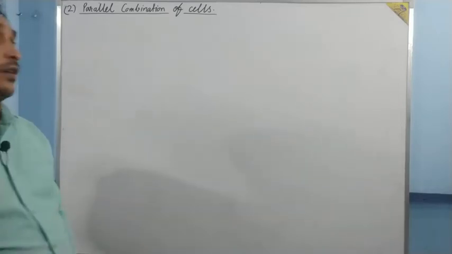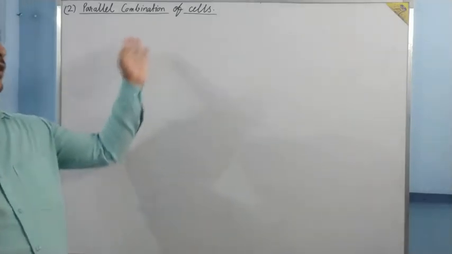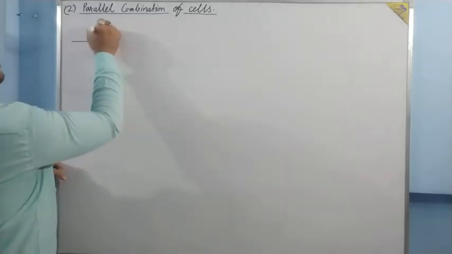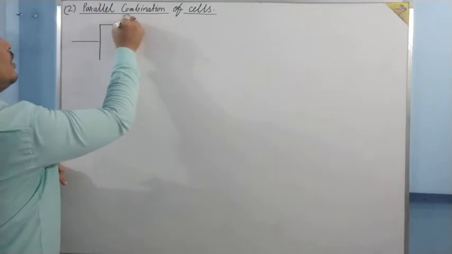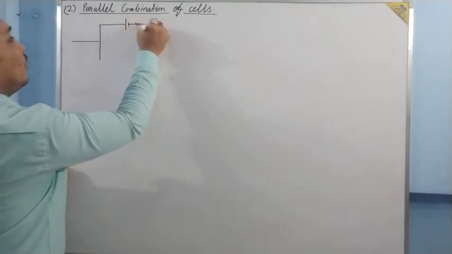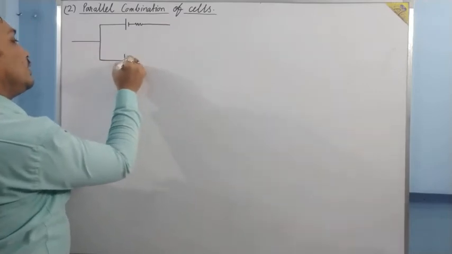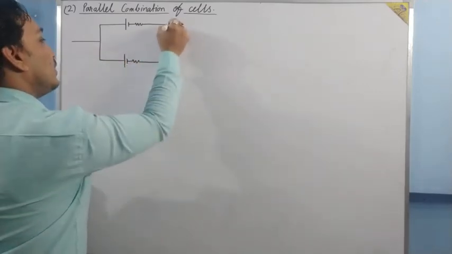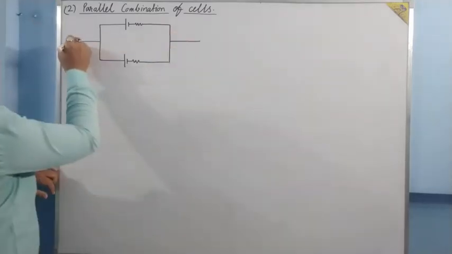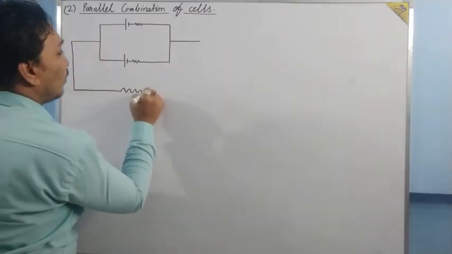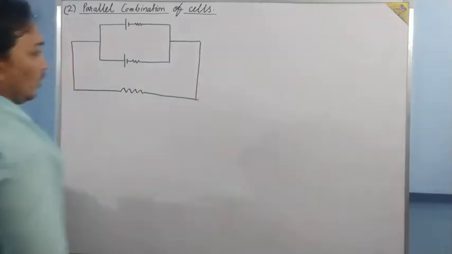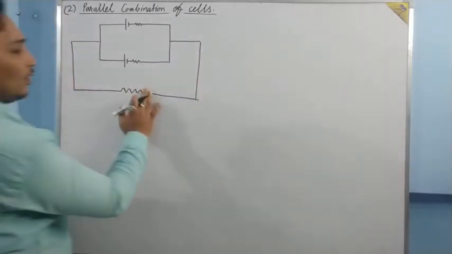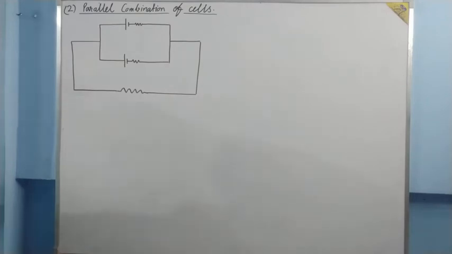Parallel combination of cells. It will take a lot of space, that's why the chapter name and chapter number is removed now. Okay. Now how that combination of circuit looks like, first of all, the circuit will be like this. One cell over here with its internal resistance, one cell over here with its internal resistance, and external resistance will be connected like this. Okay, this is the way the circuit looks for parallel combination. Is it clear?